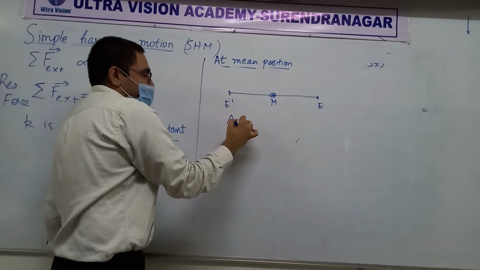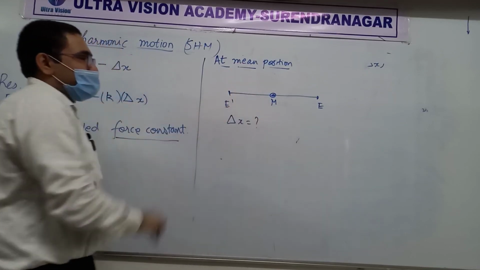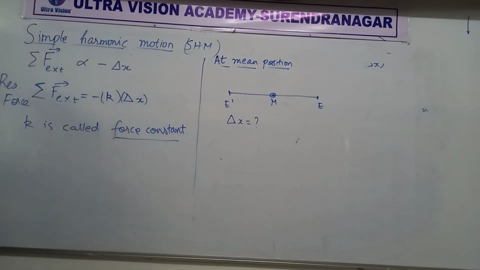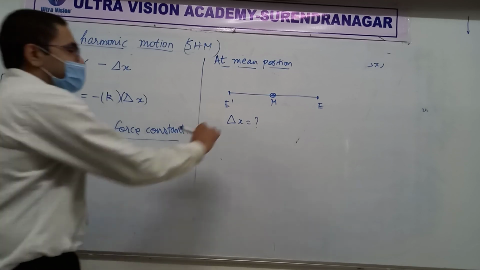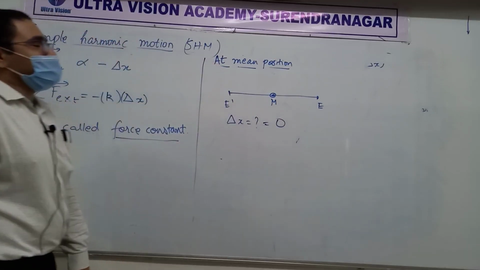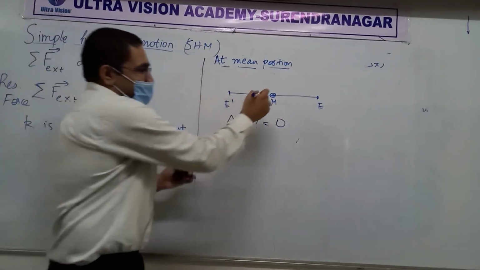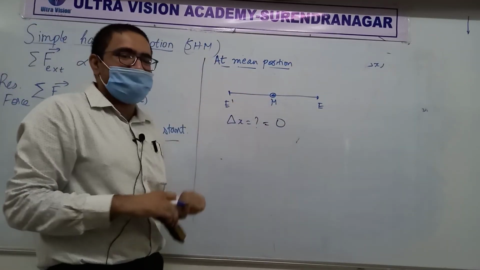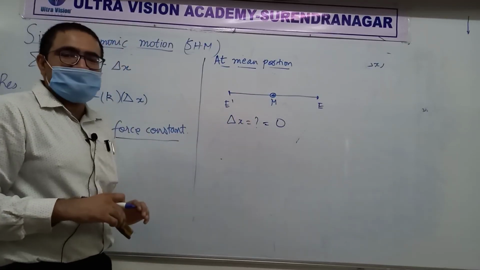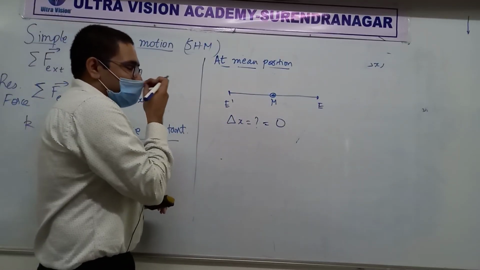Then how much is the displacement when the particle is at mean position? Where do we measure displacement from? From mean position. Don't forget. So how much is the displacement? 0. Very good. When the particle reaches the mean position, right at the center, the displacement is 0 from the mean position.